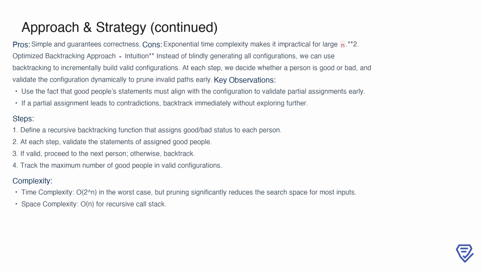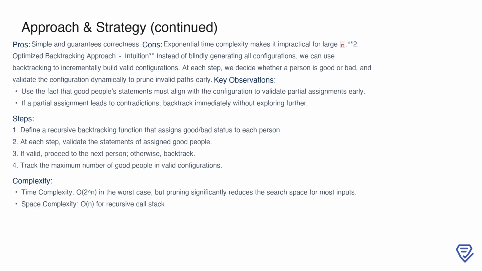To address this, we turn to an optimized backtracking approach. Here, instead of blindly generating all configurations, we build valid configurations incrementally. At each step, we decide whether a person is good or bad and validate the configuration dynamically to prune invalid paths early. This relies on the fact that good people's statements must align with the configuration.